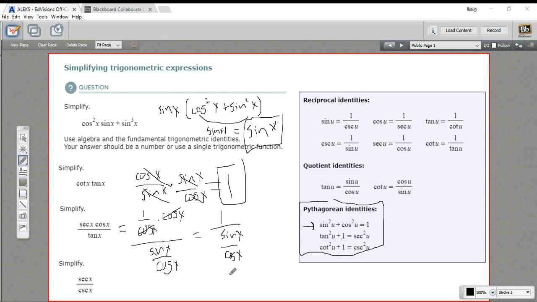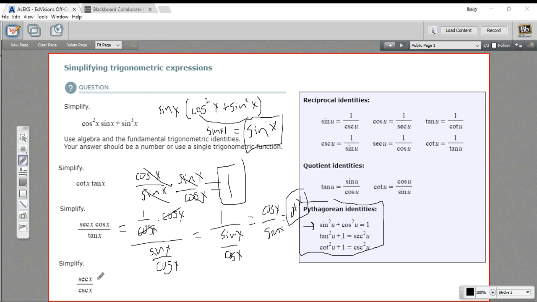And when you have 1 over something and it's a fraction, you can just take the reciprocal of it. That's what it means. 1 over is the reciprocal. So this is cosine x over sine x, and that is the cotangent of x.